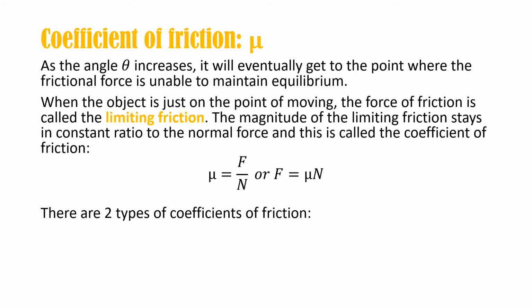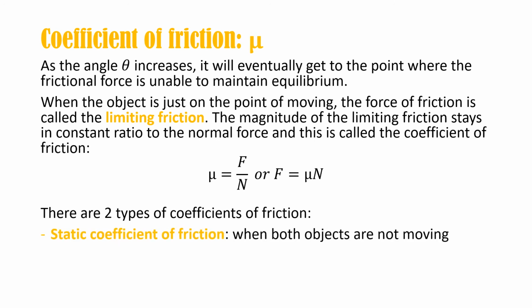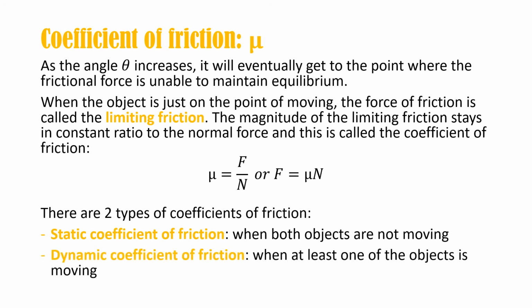There are, however, two different types of coefficients of friction. There's the static coefficient of friction, which is when both of the objects are not moving. If we were talking about our box on that incline, that would be the static coefficient of friction. If one or both of those objects are in motion, then we have what's called the dynamic coefficient of friction. We need to have at least one surface moving.